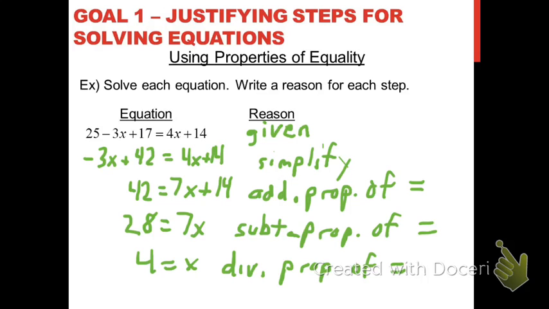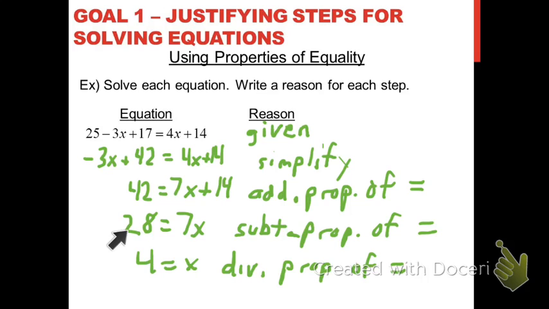All right. Then I decided to cancel out the negative 3x by adding 3x to both sides, which gave me a 7x over here. And since I added the same thing to both sides, that was using the addition property of equality. And since my variables are on the right side, I needed to cancel out the constants on the right side of the equation. I had to cancel out that plus 14 by subtracting 14 from both sides, and that gave me 28 over here.